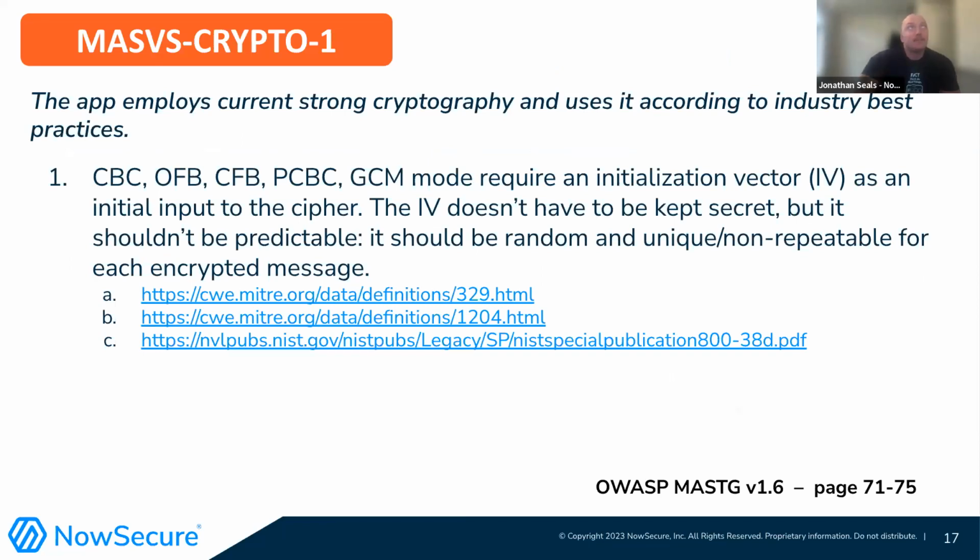So in the previous slide, for MASVS Crypto 1, the app employs current strong cryptography and uses it according to industry best practices. It's covering the different CBC and GCM modes, and everything where initialization vectors are required. We have a lot of tools that we'll implement to see what kind of cryptography you're using, FRIDA most of all, and we'll backtrace your cryptography to see what's going on and if you're using hard-coded keys or not.